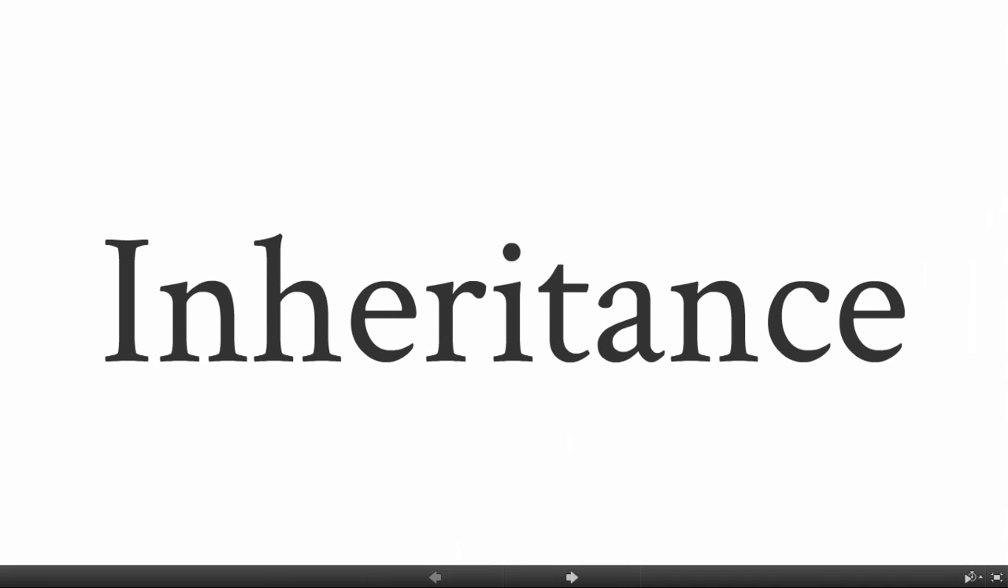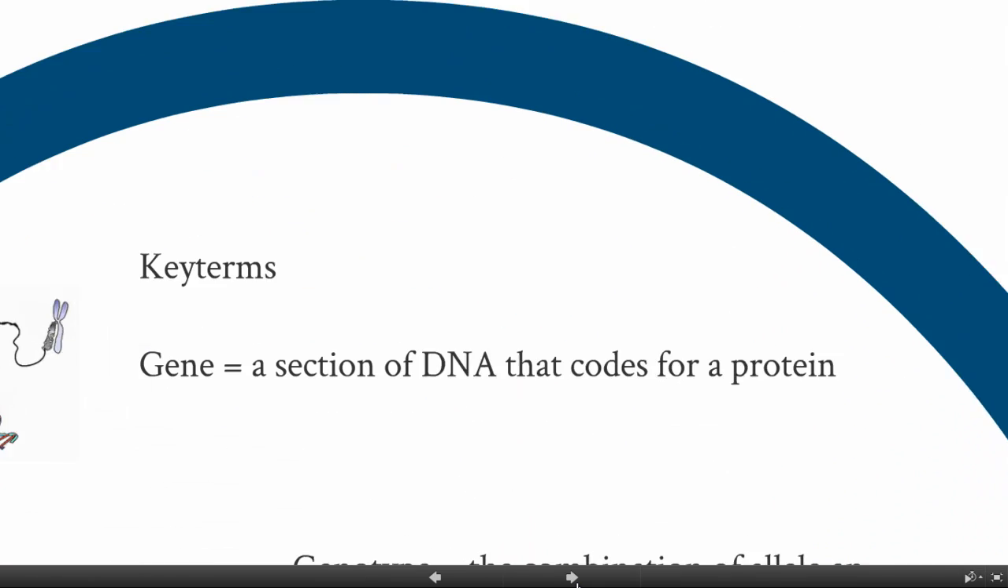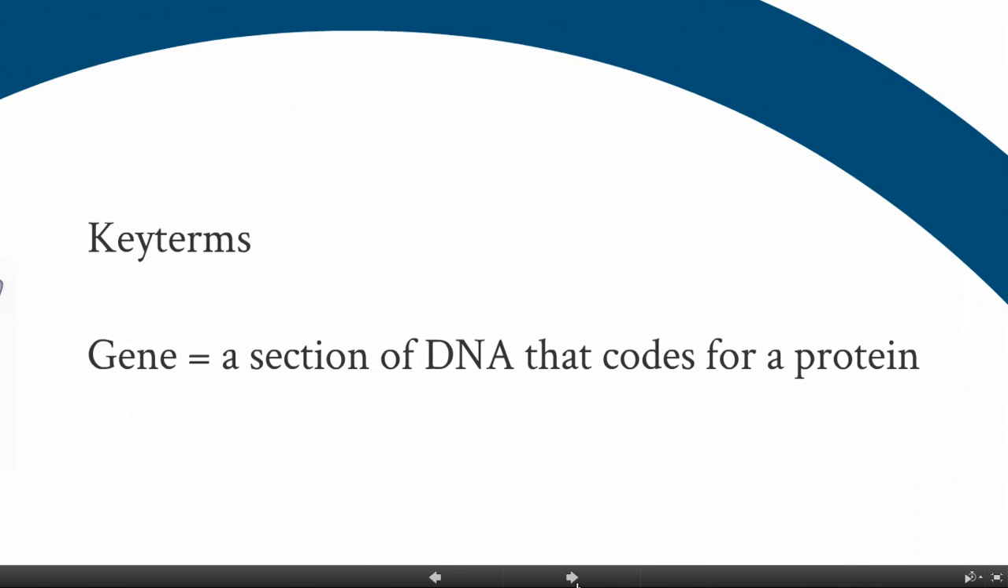Everyone, welcome to my third video in this series about mutations and disease, and today we're going to be looking at some key terms. The first key term that we're going to look at is a gene. A gene is a section of DNA that codes for a particular protein.